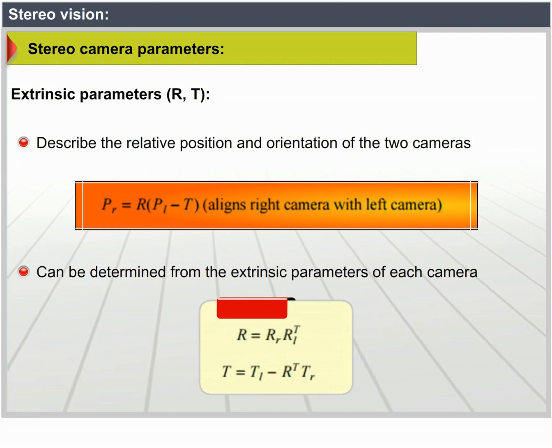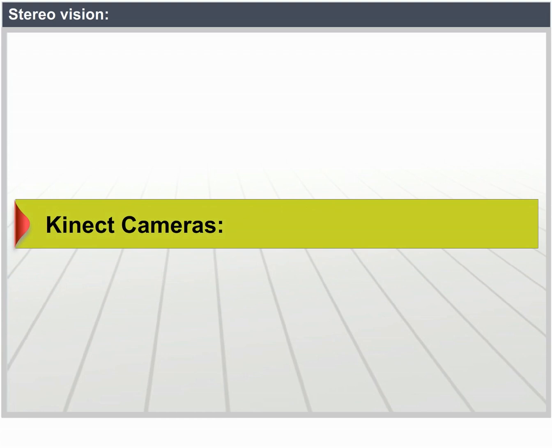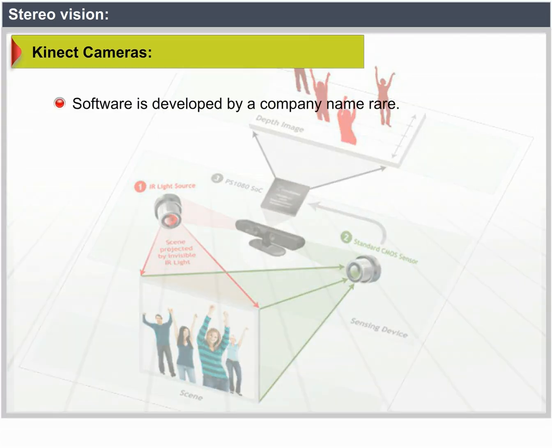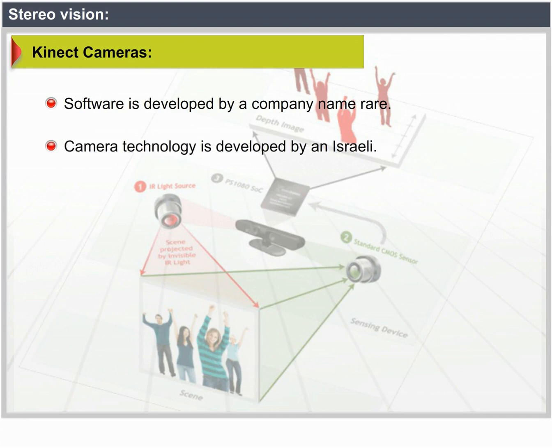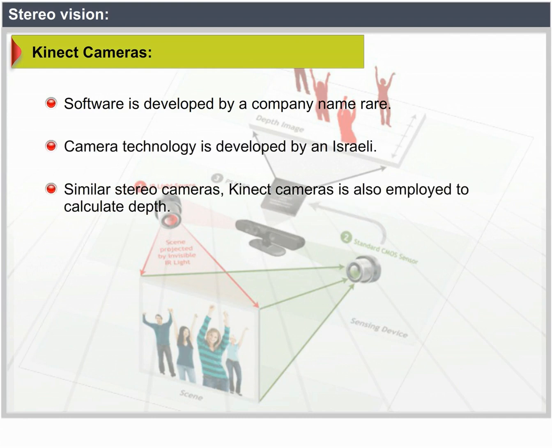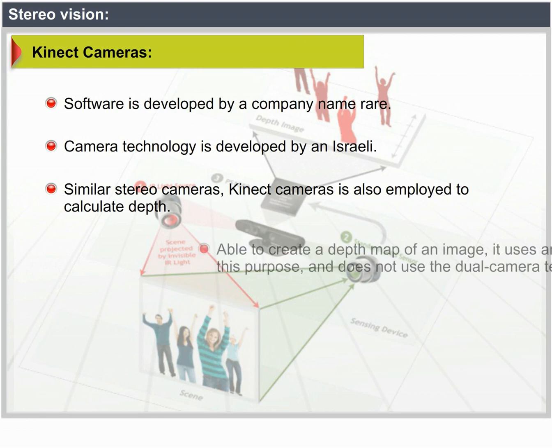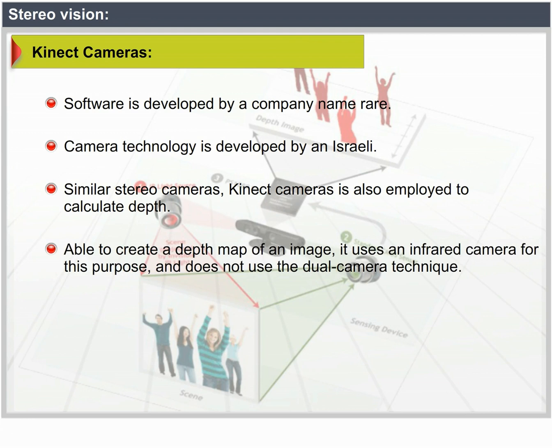Kinect cameras. The software is developed by a company named RARE. The camera technology is developed by an Israeli company. Similar to stereo cameras, Kinect cameras are also used to calculate depth. Able to create a depth map of an image, it uses an infrared camera for this purpose and does not use the dual camera technique.